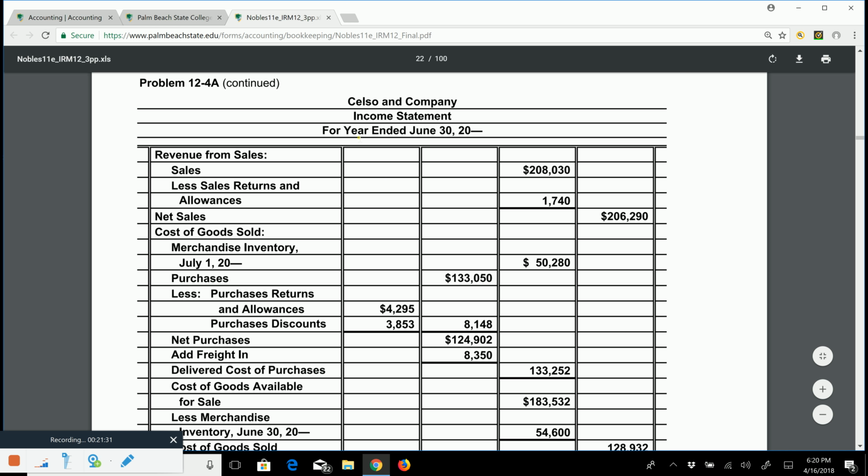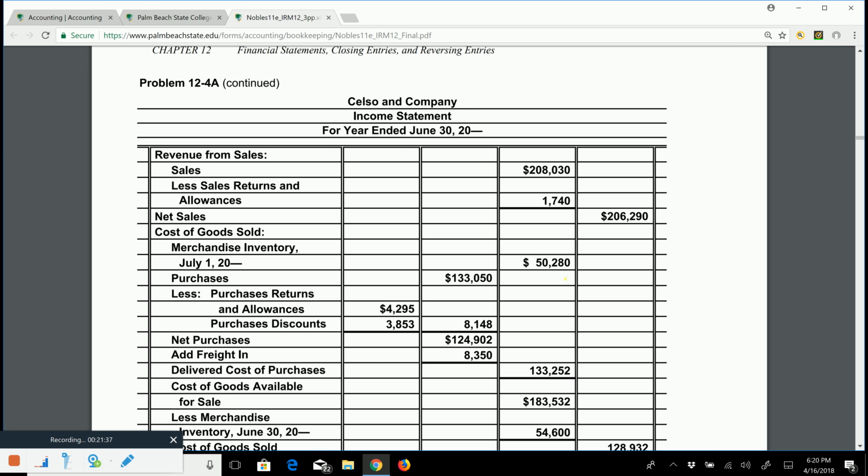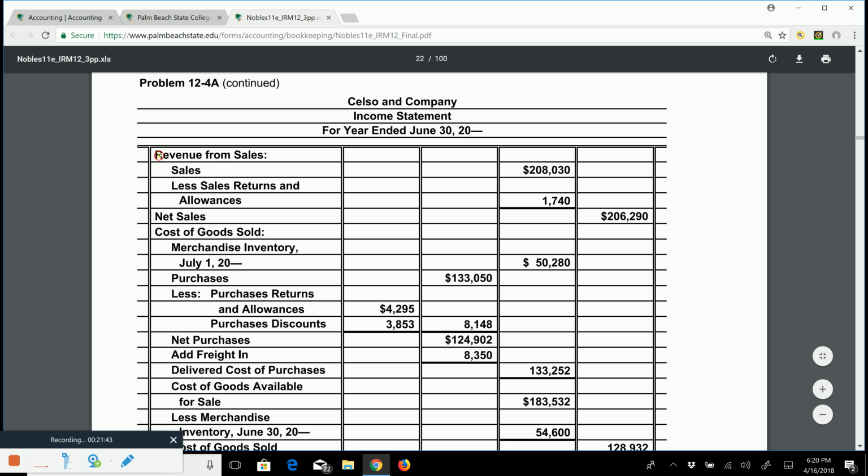Let's look at the income statement first. And once again, a lot of these numbers are coming directly from the ending worksheet that you just saw, the last two columns, if you will. So the income statement, the first section, as we saw in this chapter, is revenue from the sales. We're going to take our sales number and we're going to subtract out our contra sales account, which in this case was sales returns. The difference is called net sales.